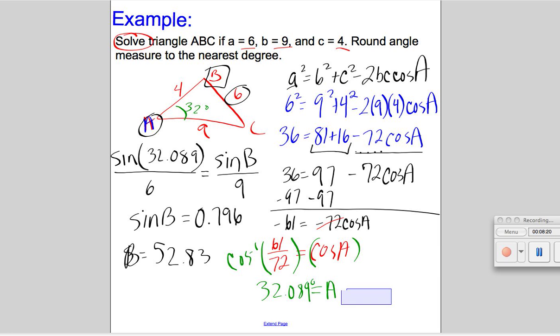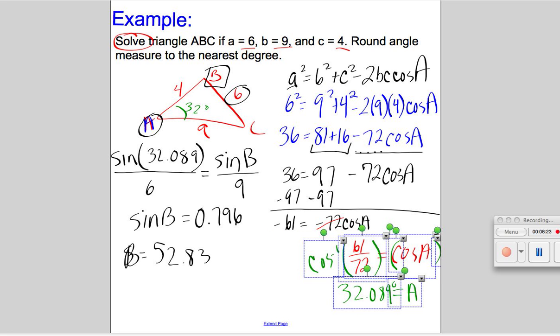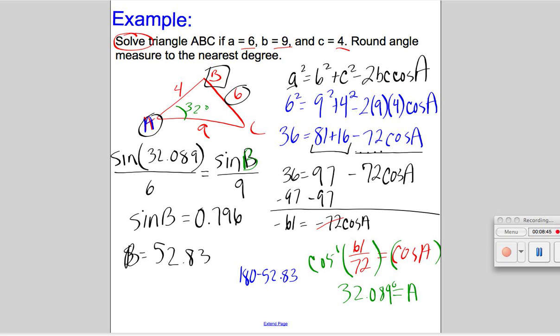Now I want to be careful here. There may be more than one right answer because I'm using law of sines and finding a missing angle. This is the ambiguous case, side-side-angle, and I want to be really careful. 52.83, just like we talked about in class, the other potential angle is 180 minus that because it's the angle on the other side of the unit circle. And I get 127.17, excuse me. Now that angle might actually be B instead of 52.83.